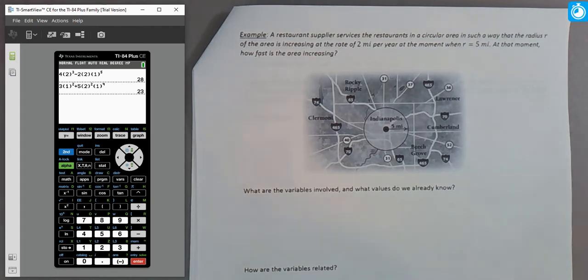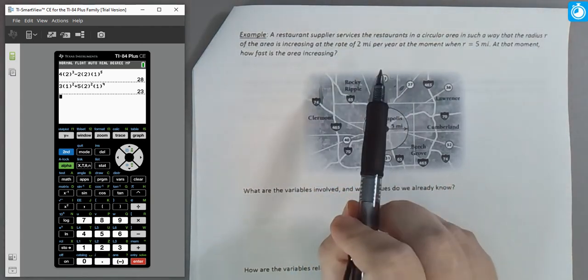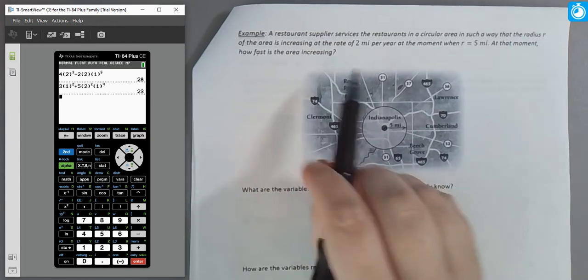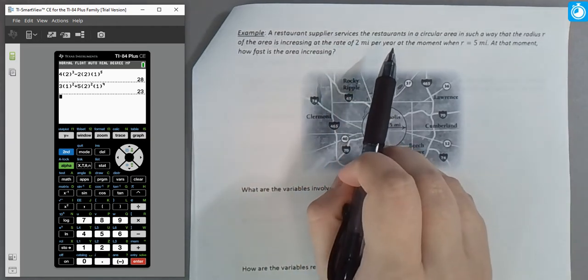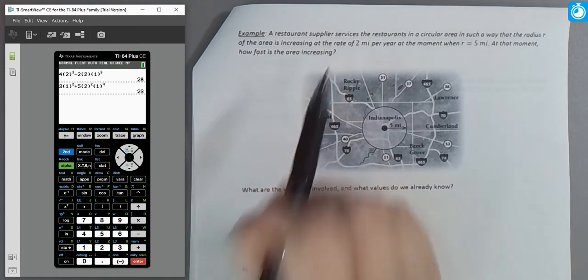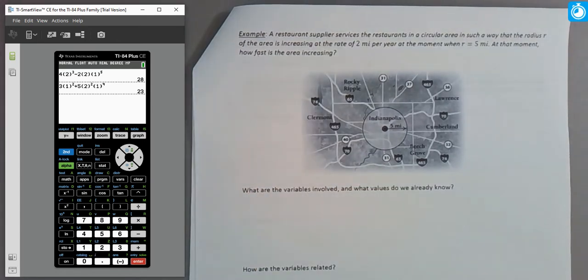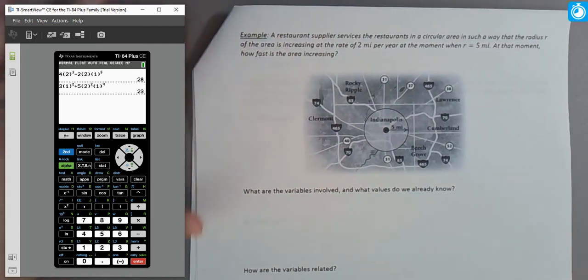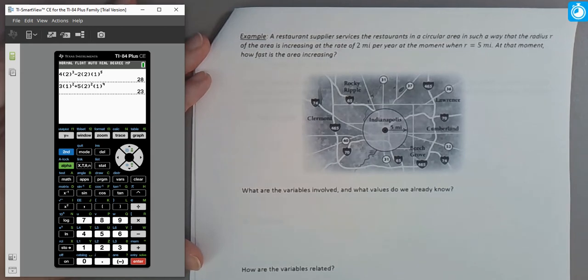So we know how the rate applies to the radius. This is how the radius is changing. We want to know how is the area changing? How quickly is the area changing? So what are the variables and what do we already know? Well, we have 3 variables here. 2 of them have been easily identified. One of them is kind of implicit here. It's not explicitly identified, but we can identify it just reading through the wording carefully.